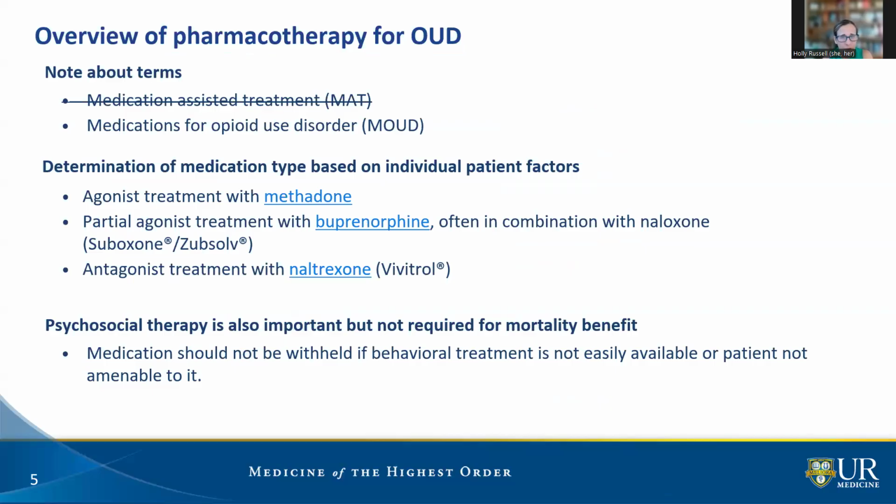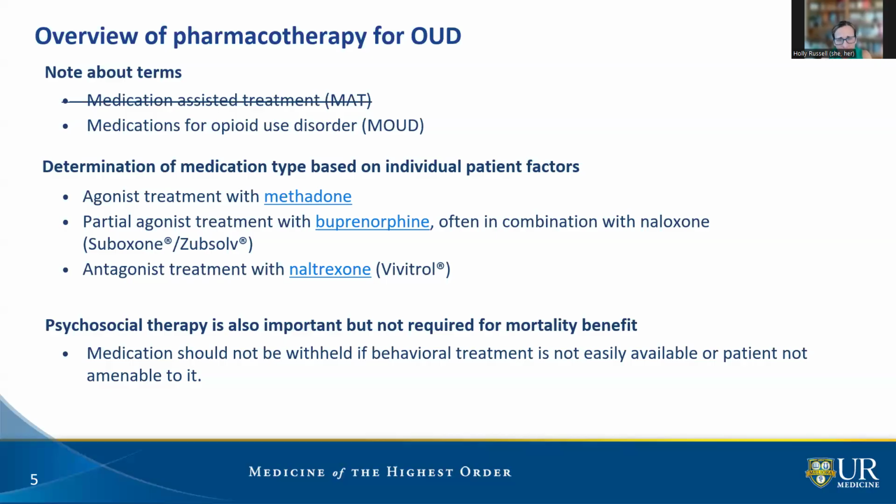In terms of an overview of the pharmacotherapy that's available for opioid use disorder, we're going to start with a note about terms. As you heard in the name for this grant, it's the MAT Access Grant, and traditionally that was what we called pharmacotherapy for opioid use disorder. That term is falling out of favor primarily because it implies that the medication is not the primary treatment. It implies that the counseling or whatever else the patient is getting is the most important piece, and the medication is just there as sort of a secondary option.